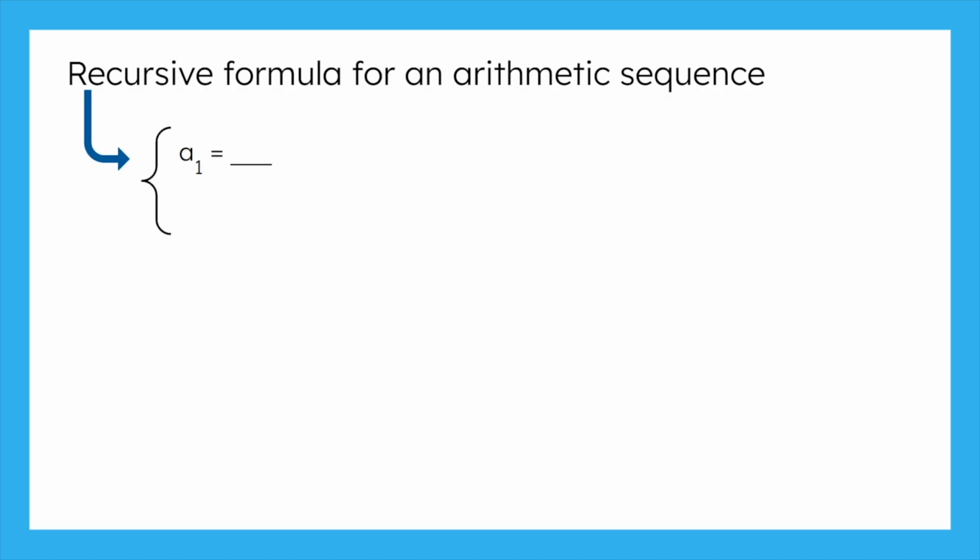Then we describe how the sequence moves from one term to the next. For an arithmetic sequence, that always involves adding the common difference, so we write a sub n equals a sub n minus 1 plus d, where d stands for the common difference. So, to write a recursive formula for any arithmetic sequence, all we have to do is use this structure and fill in the first term and replace d with the common difference.